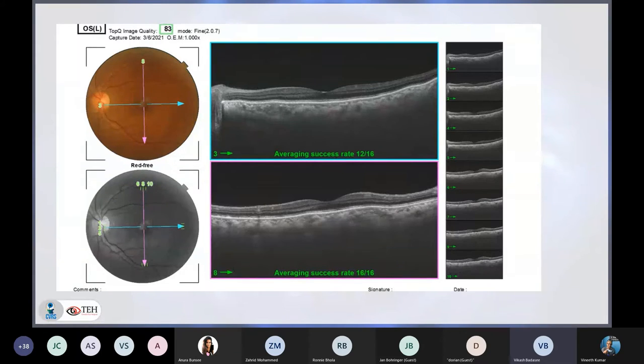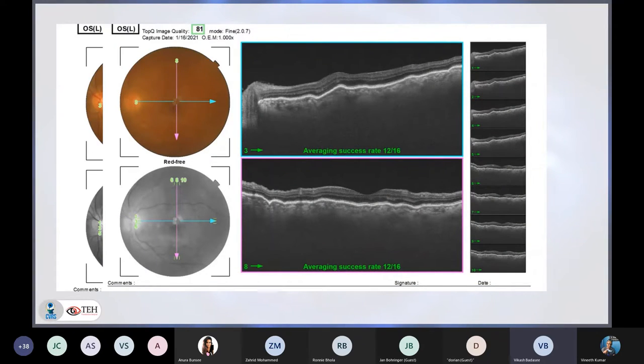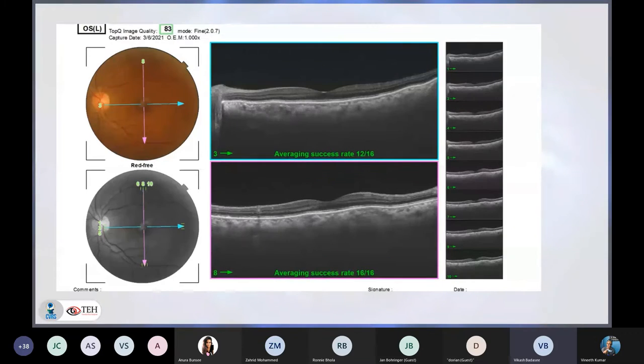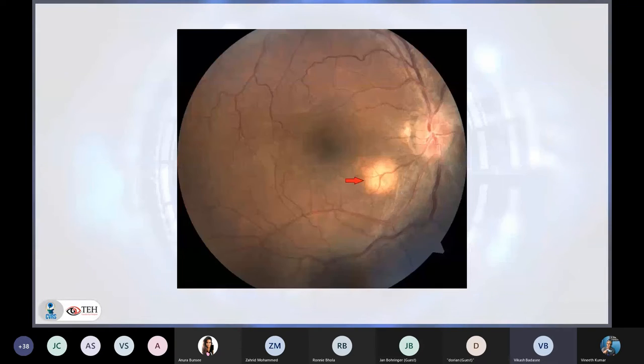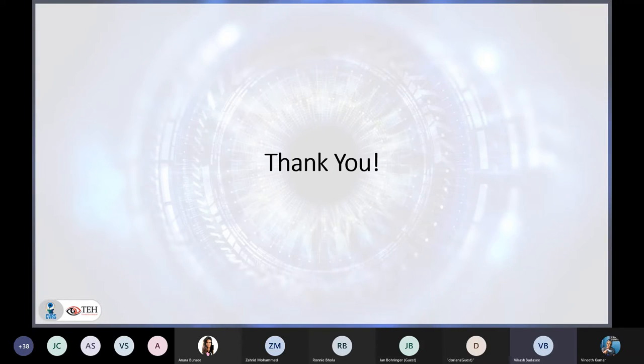And this was her OCT of the left eye, where the undulating pattern of the retina and the macular area has been resolved. And this is how it looked before. So you can see a complete resolution of her presenting features. I just wanted to show this picture. This is what we call a choroidal tubercle, and this is a feature of posterior scleritis. When seeing these things, one of the main differentials that has to come up is posterior scleritis. And that's it for my presentation.